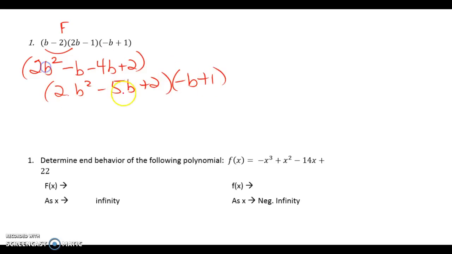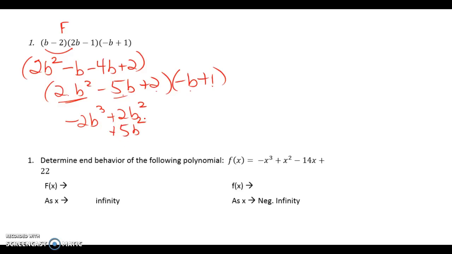I have to make sure every one of these terms in the first three hit each of these terms. So I'll start with the negative 2. Negative 2b squared times the negative b gives me negative 2b to the third. And negative 2b squared times 1 is minus 2b squared, right? Now I'll move down to the negative 5b. Negative 5b times negative b is a plus 5b squared.